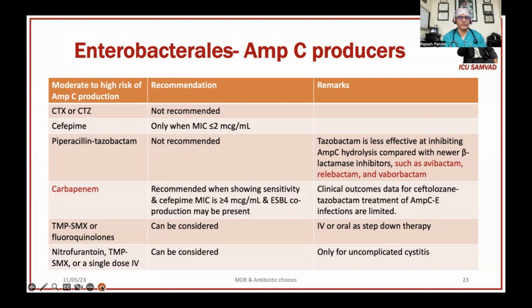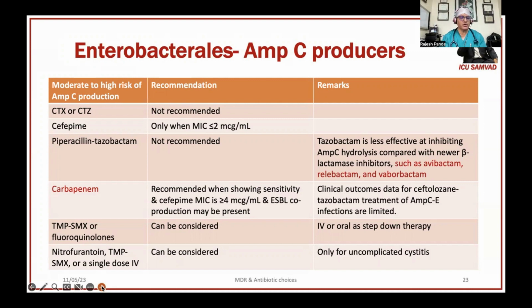Carbapenems are recommended when they show sensitivity. The MIC for cefepime is more than 4 microgram per mL, and ESBL coproduction is also present. Clinical outcome data for the newer ceftolozane-tazobactam for treating AmpC Enterobacterales infections is limited.